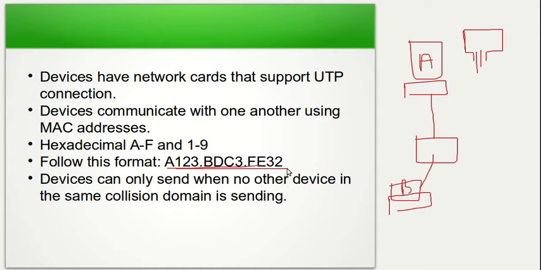And when each device is first manufactured, it's given a MAC address which is unique to that device, which means that no two devices in the world will have the same MAC address. The MAC address is used by Ethernet to define who is sending the data and who should be the recipient of that data. And like I said before, devices can only send when no other device in the same collision domain is sending. Now with switches, because each port represents its own collision domain, multiple devices can send, because only one device exists in that collision domain, which means that device has full control over that collision domain and can send at any time.